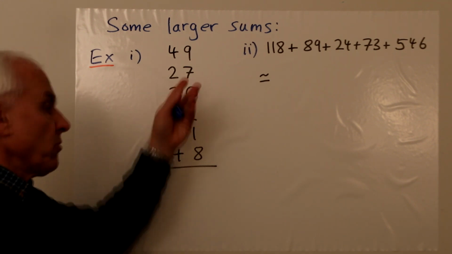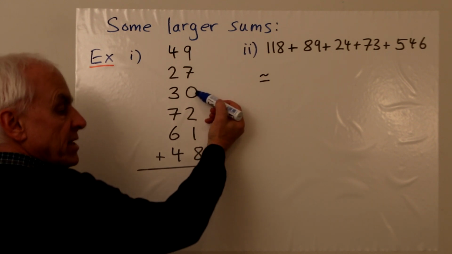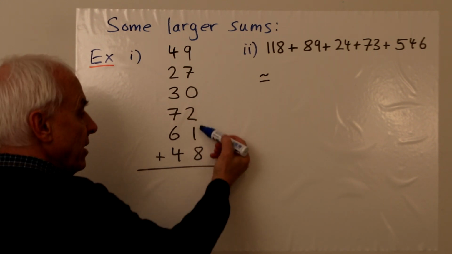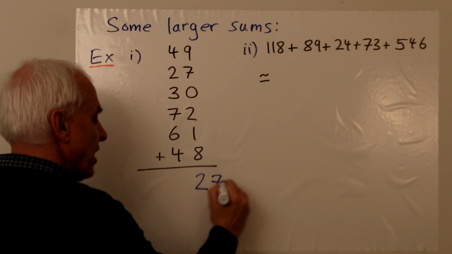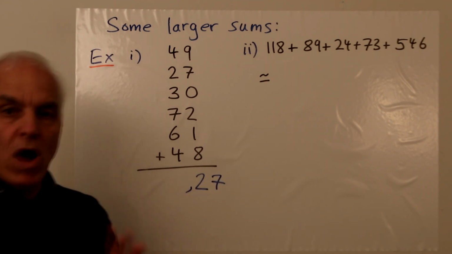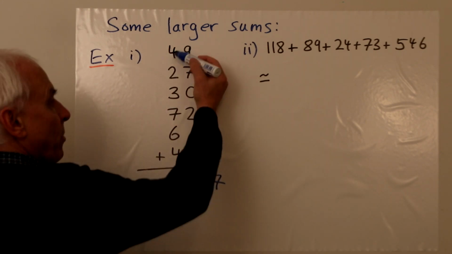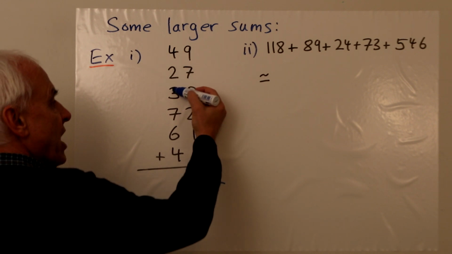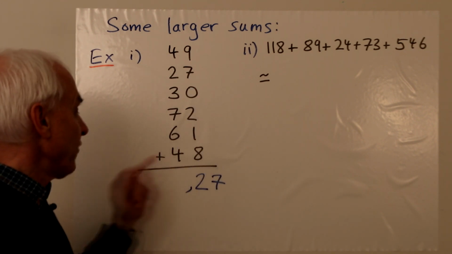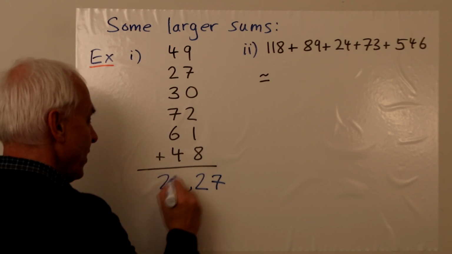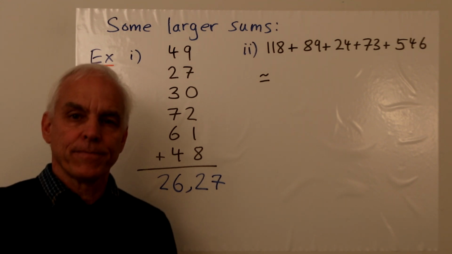Okay, so let's start with the ones. 9 plus 7 is 16, plus 0 is 16, plus 2 is 18, plus 1 is 19, plus 8 is 27. So we write down 27. That's the number of ones in total. Now we move to the tens column. 4 plus 2 is 6, plus 3 is 9, plus 7 is 16, plus 6 is 22, plus 4 is 26. So we get 26, comma 27.